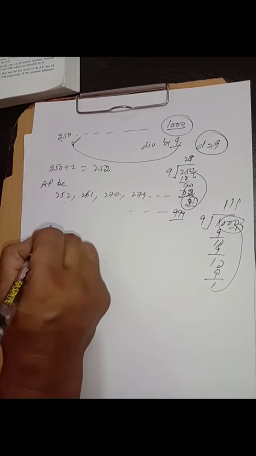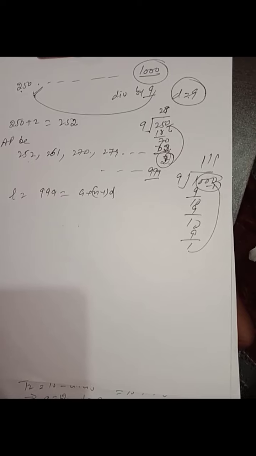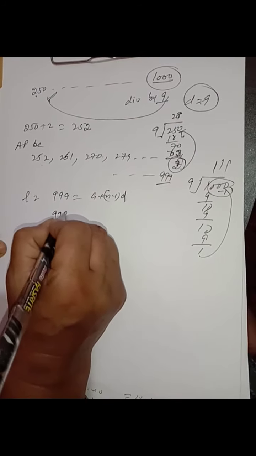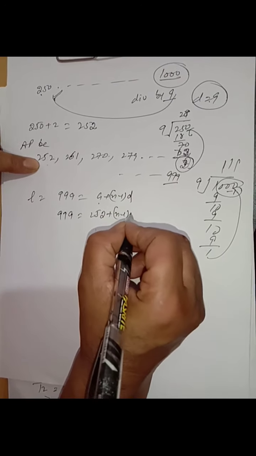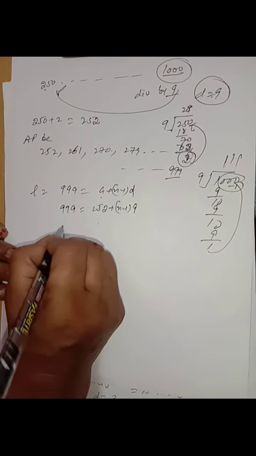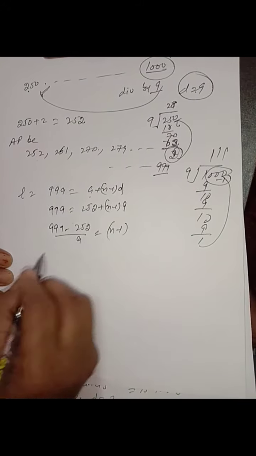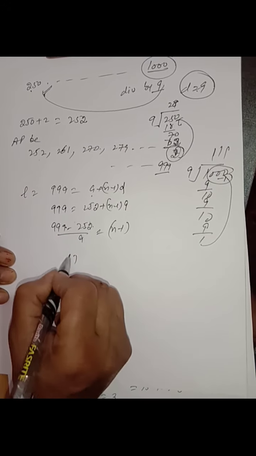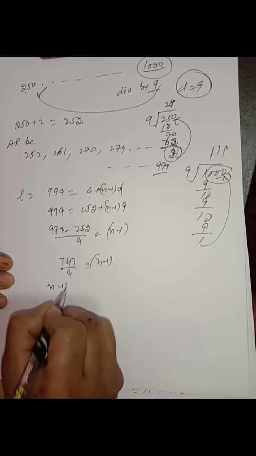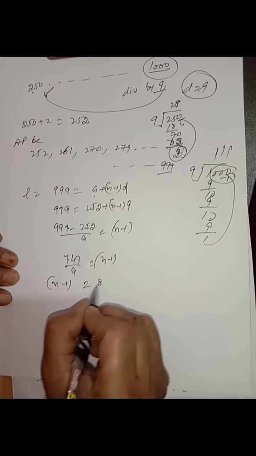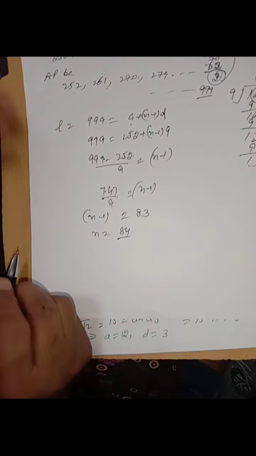Now we will use the last term formula, a plus n minus 1 into d. Then we will substitute the values. A is 252, d is 9. So 999 minus 252 divided by 9 gives n minus 1: 9 minus 2 is 7, 9 minus 5 is 4, 9 minus 2 is 7. So n minus 1 is 83, and n is equal to 84.